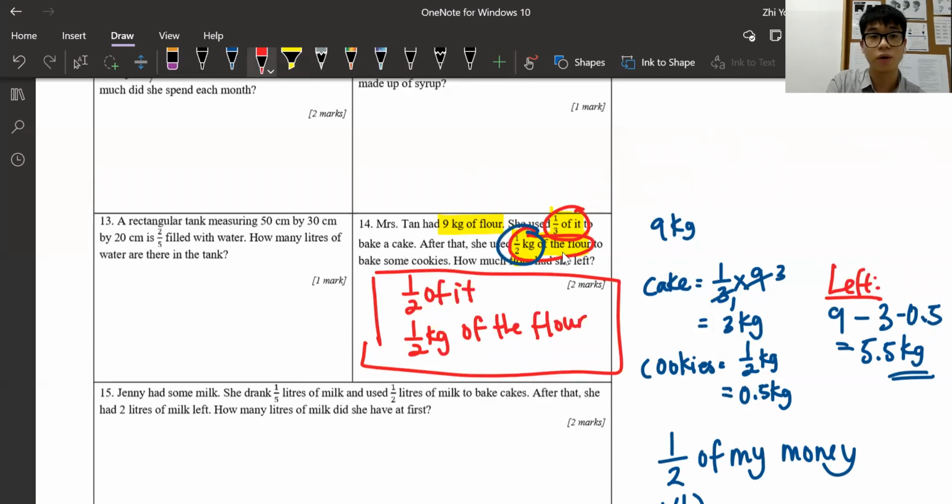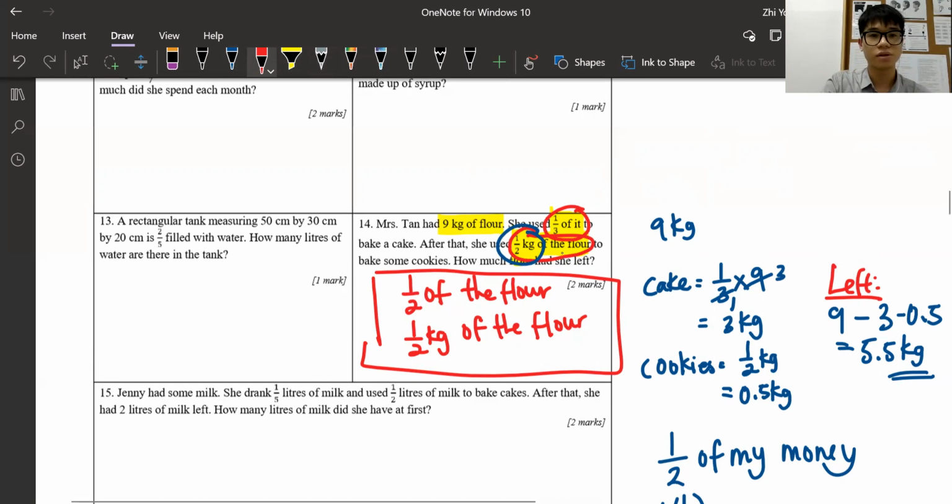Let me just write it this way: half of the flour, and half kg of the flour. Half of the flour means that of the flour I have, half of it I will give to you. But if I say half kg of the flour, it means that in all that lot I have, I will take 0.5 kg out and give it to you. Okay, those are two very different keywords. This is very important and you need to know, because later on there might be some trap if you cannot understand this concept well.